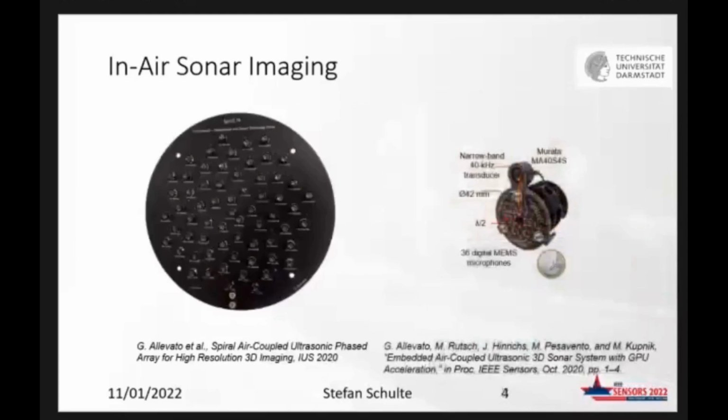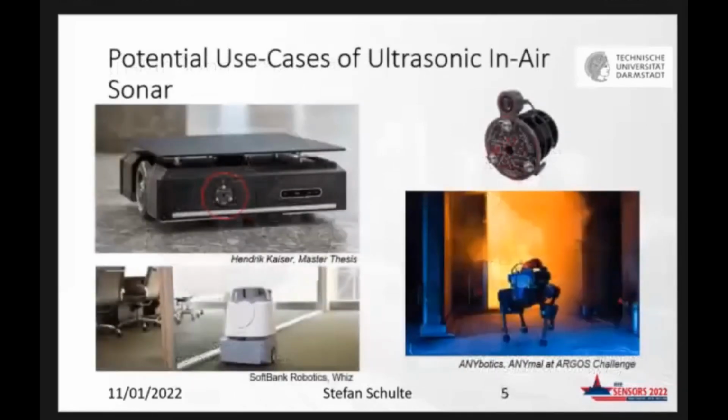But there are also different kinds of arrays, also by our research group. This array has an aperture diameter of 4.2 centimeters, and it uses 36 MEMS microphones and one narrowband transducer for the sonar imaging. For this array, we see applications especially in mobile robotics as a complement to LiDAR systems or camera systems, as LiDAR systems have trouble with reflective or translucent surfaces, and camera systems can't really see in harsh environments, like smoke or fog conditions.